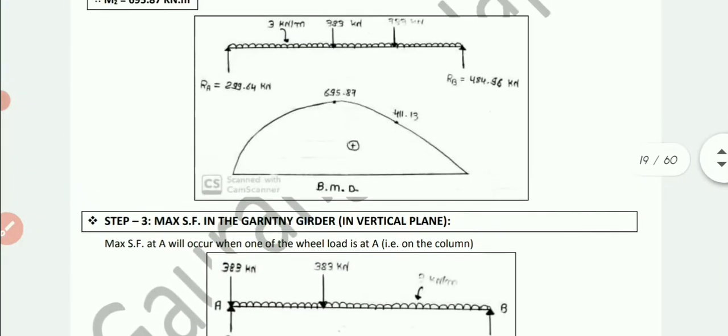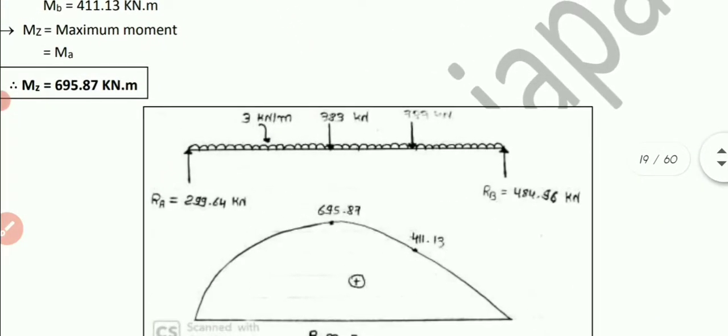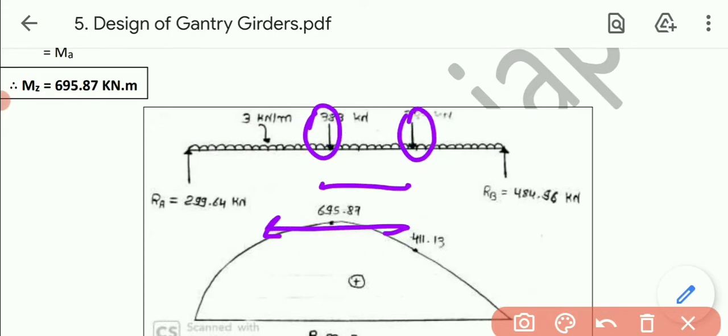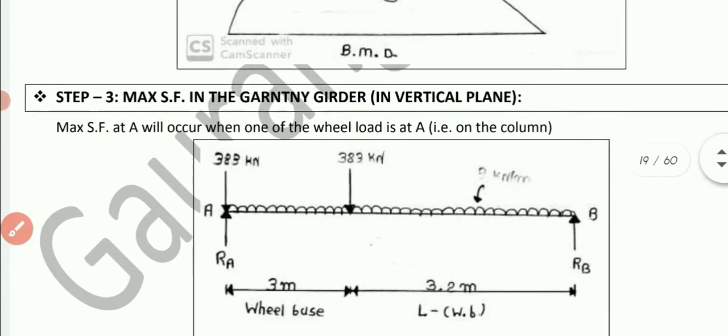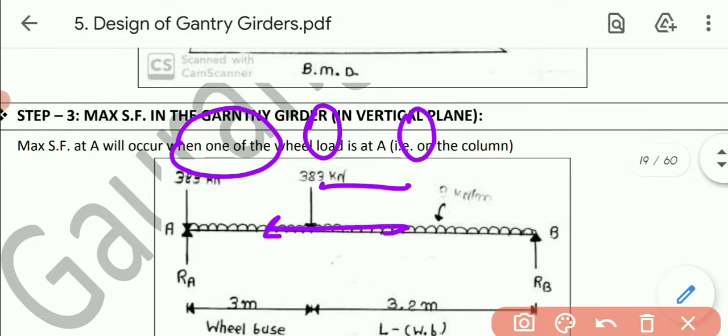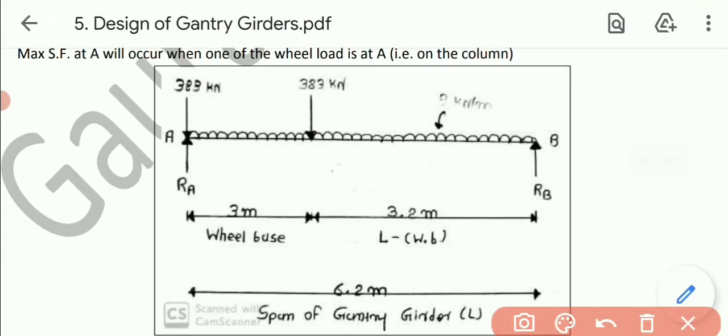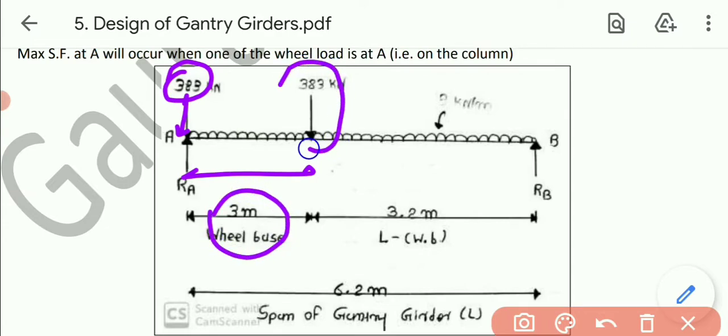See, so what I'm doing, I'm just shifting this crane girder. These are the two wheels of the crane girder. I'm moving this one towards the starting point over here. So the first wheel will be at this point. The first wheel of the crane girder comes over here. Obviously the second wheel will be at the distance of the wheelbase, that is over here.